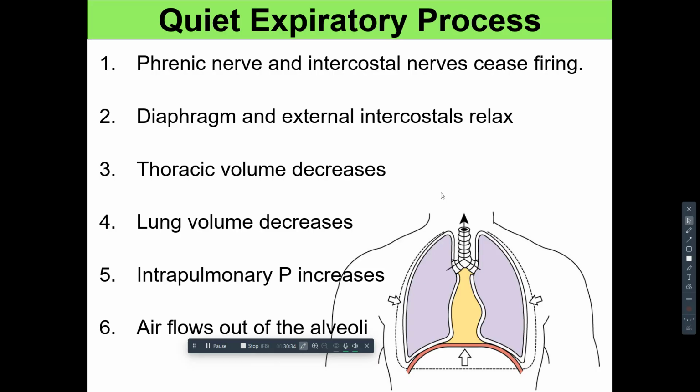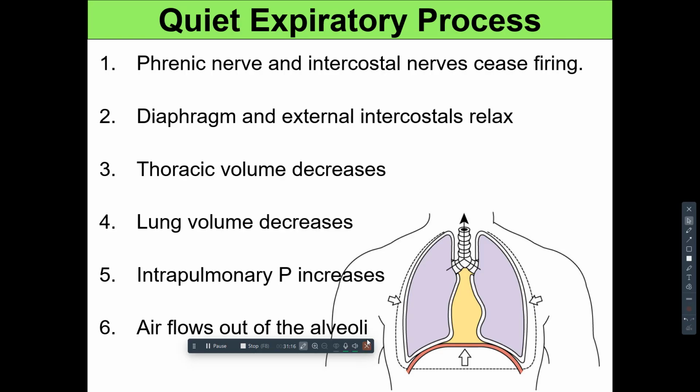Let's do quiet and forced expiration, then we'll quit this video and save the rest for part 3. During my quiet expiratory process, those nerves, the phrenic and intercostal nerves, are going to stop firing. When they stop stimulating the diaphragm and external intercostals, those muscles are going to relax. Diaphragm goes back up, ribs go back in. Therefore, thoracic volume decreases. Lung volume decreases, lung pressure increases, and air goes out. Notice I didn't contract any muscles here.